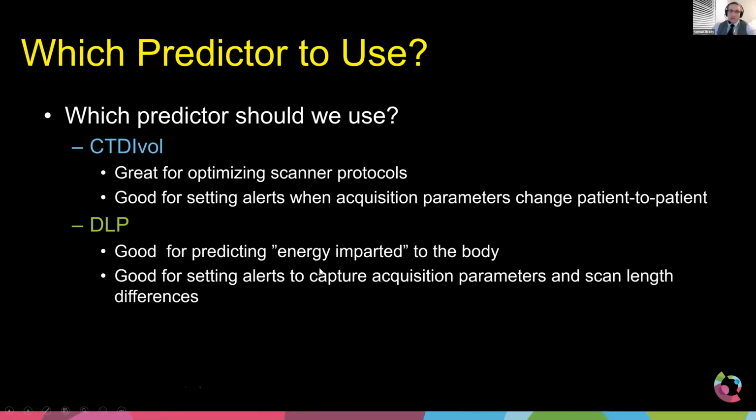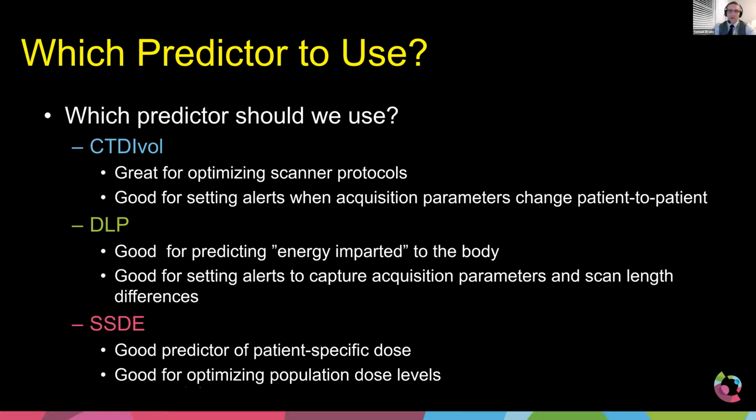And once again, it's also good for setting alerts to capture not only the overall output, mA and kV, which is what we use to calculate for CTDI, but it tells you the length. And so if you have one brain protocol and you're looking at it and you have a nice average distribution of dose length products, and one patient comes in and the value is so much higher than that, well, most likely the mA is fine and the kV is fine, but what's different? The length. And so dose length products are really good for helping us understand if we're doing all of the right things. We're not only setting the right mA, we're setting the right kV, but we're also making sure we're setting the right scan field of view.